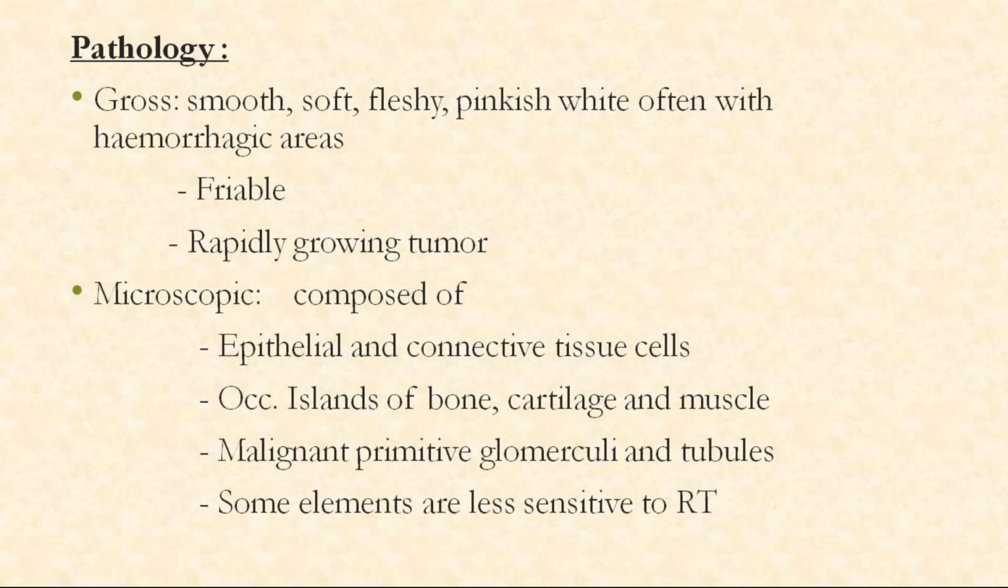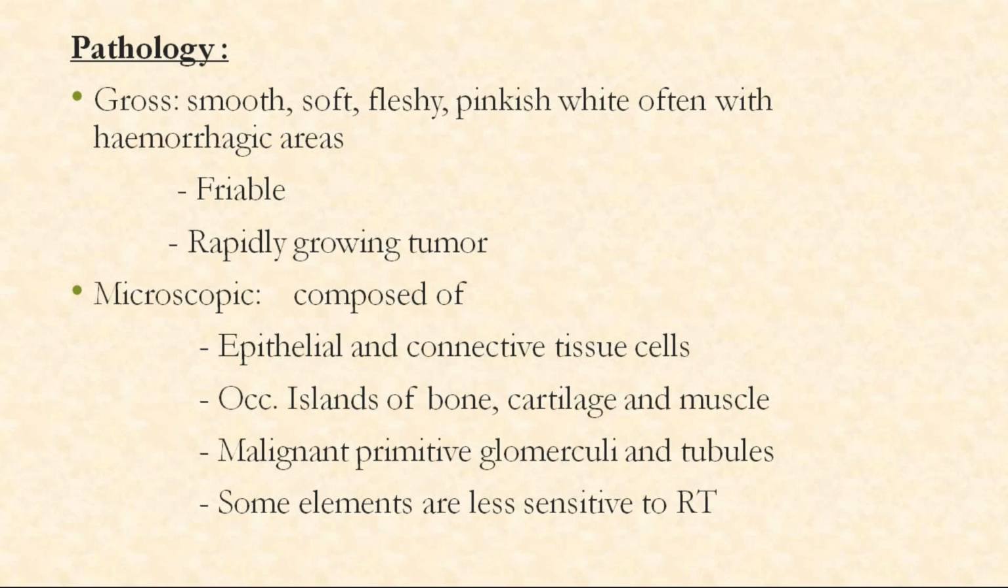The color of the tumor is pinkish white, associated with hemorrhagic areas. These hemorrhagic areas are friable and the tumor tends to grow rapidly. Okay. When you cut a section or do microscopic examination of the tumor, it consists of, as we already discussed, epithelial cells and connective tissue cells. That is called a mixed tumor.